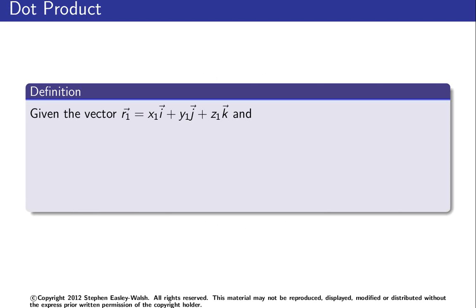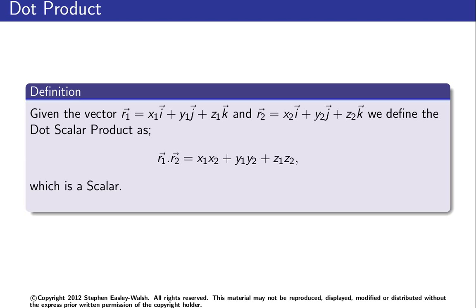Okay, now we're going to introduce a new idea. Up to this point, we have a way of adding and subtracting and multiplying a vector by a number, by a scalar, to make it bigger or smaller, or change its direction if we multiply it by -1, etc. Now, let's imagine we have this vector r1, which is x1 i, y1 j, and z1 k, and the vector r2, which is x2, y2, z2, i j k. We define the dot product, or the scalar product, so I actually call it here the dot scalar product, just to get all the possible names covered.